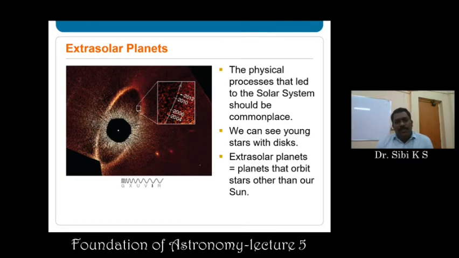This physical process led to the solar system. That is what we model. And we see young stars with disks, and extrasolar planets, that are planets that orbit stars other than the Sun.